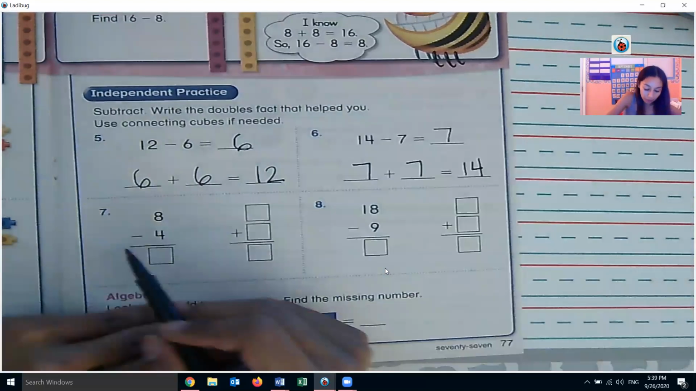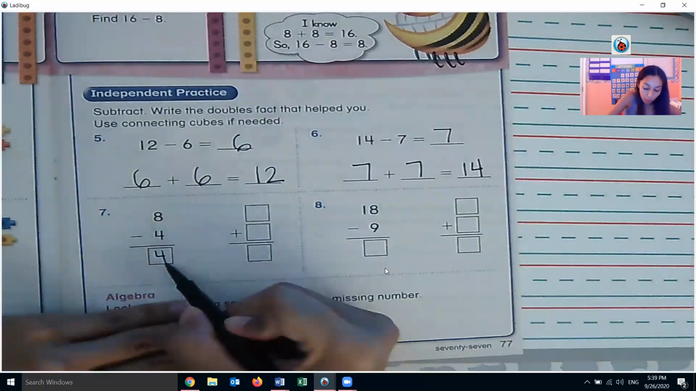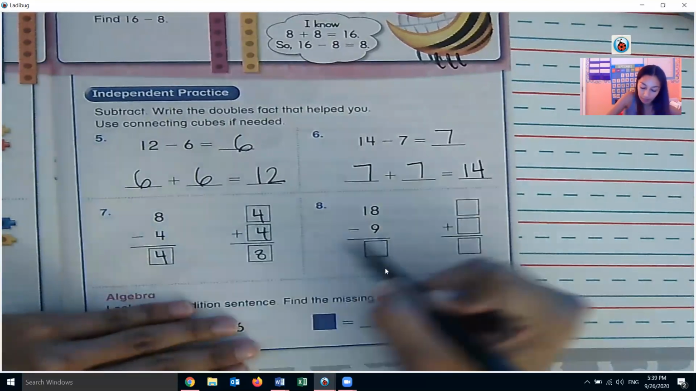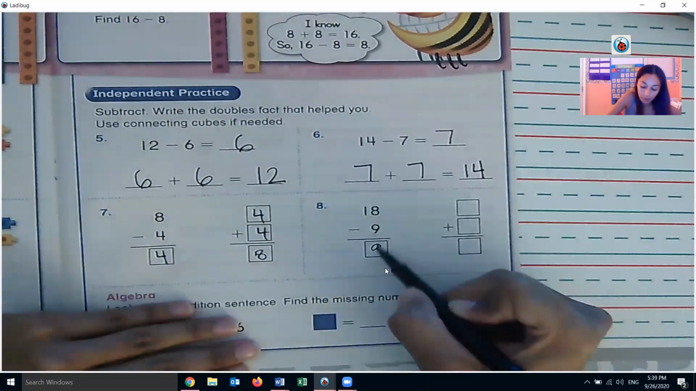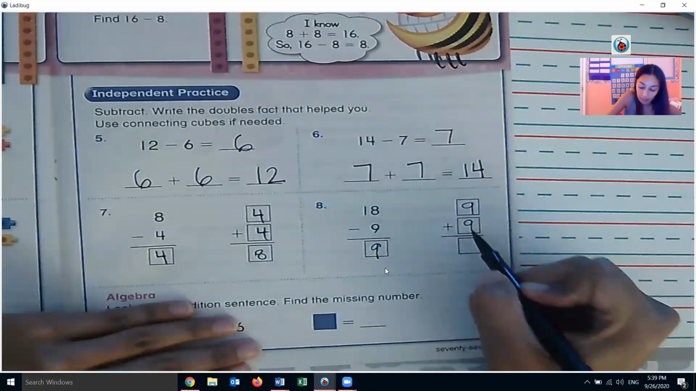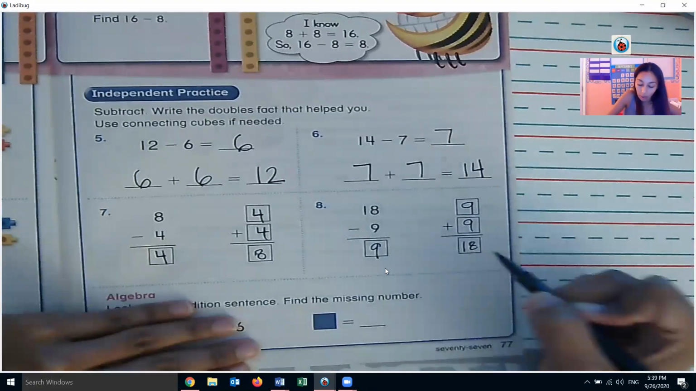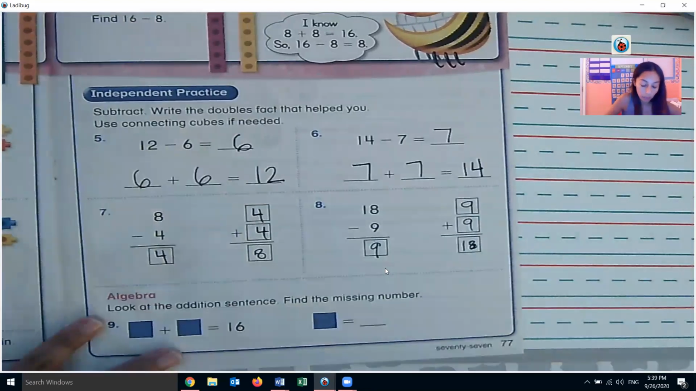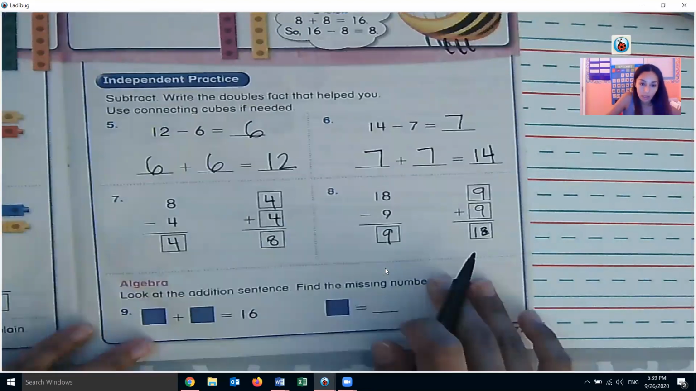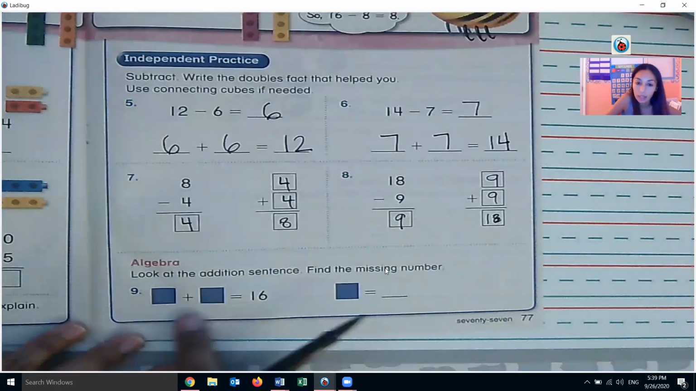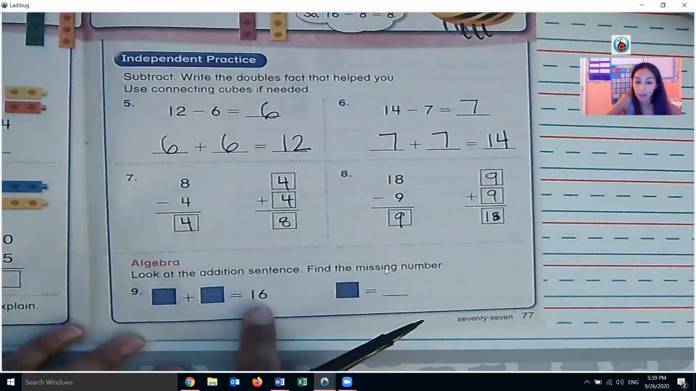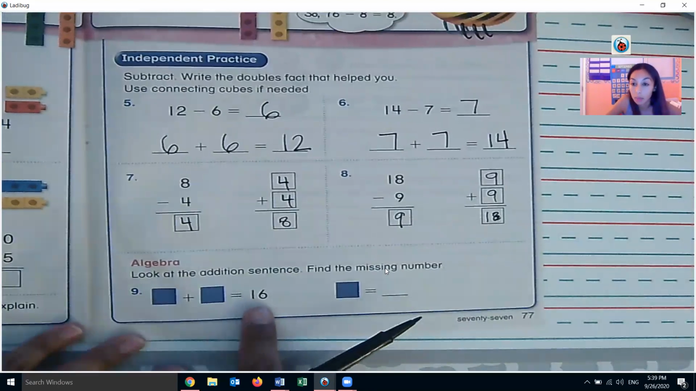8 minus 4 is 4. So 4 plus 4 is 8. 18 minus 9 is 9. So 9 plus 9 is 18. Just like our fact families, we're using the same three digits, just rearranging them. Here we can think about, what doubles fact gives us the answer of 16? There's a lot of different ways to come up with 16, right?